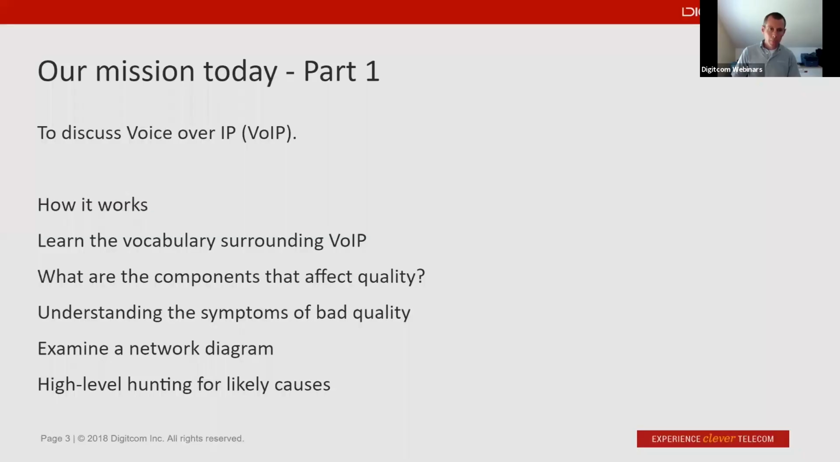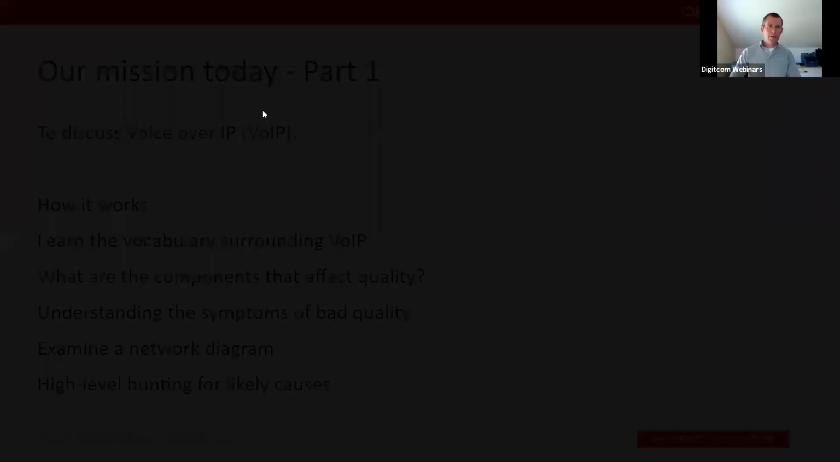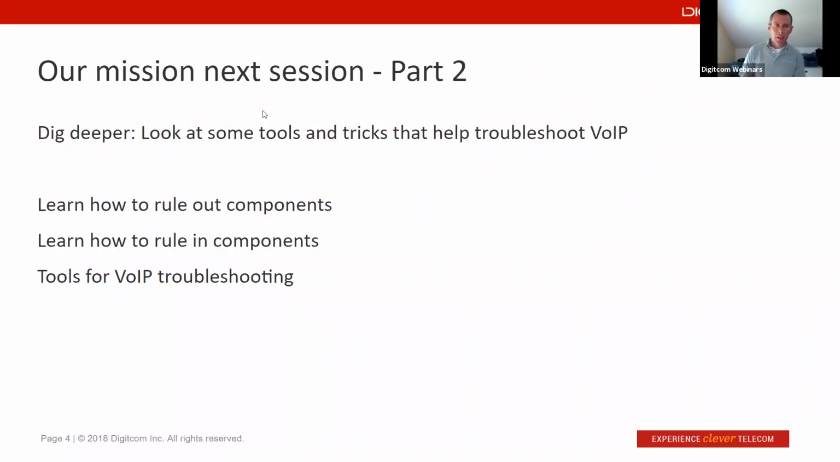So the mission next time around: part 2 is going to dig deeper. It will look at specific tools and tricks that'll help you troubleshoot VoIP, taking it to the next level. We'll learn how to rule out components and rule in components. It's an interesting methodology that I use a fair amount. I think a lot of us in troubleshooting use that methodology, we just don't know it had a name. It's called rule out, rule in, and I think we all do it subconsciously. And lastly, we'll talk about tools for VoIP troubleshooting.